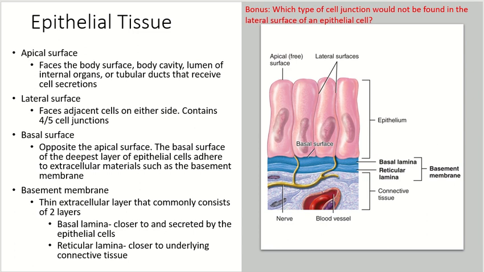And then we've mentioned this basement membrane. This is going to be a thin sort of extracellular layer that's typically going to have 2 layers to it. We've got our basal lamina. This is going to be the more superficial of the layers. This is going to be closer to and secreted by the actual epithelial cells themselves. So they're laying down their own layers. They're laying down their own flooring, essentially. And then below our basal lamina is going to be the reticular lamina. And this is going to be closer to the actual connective tissue that's going to underlie our epithelial tissue there.